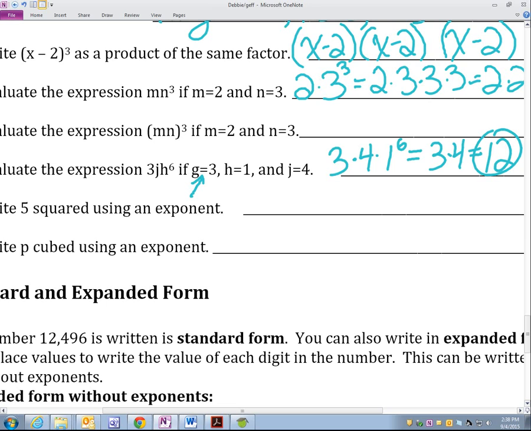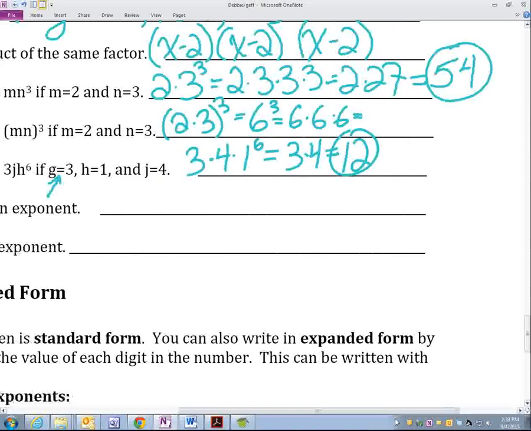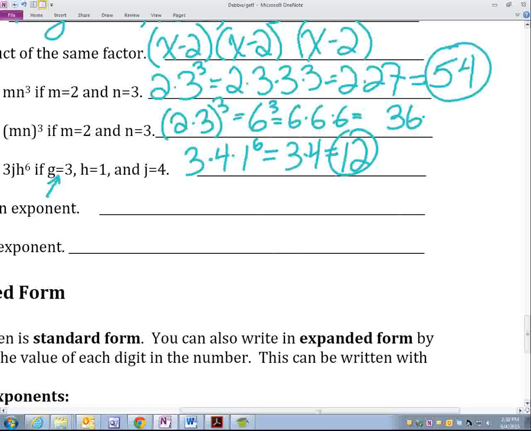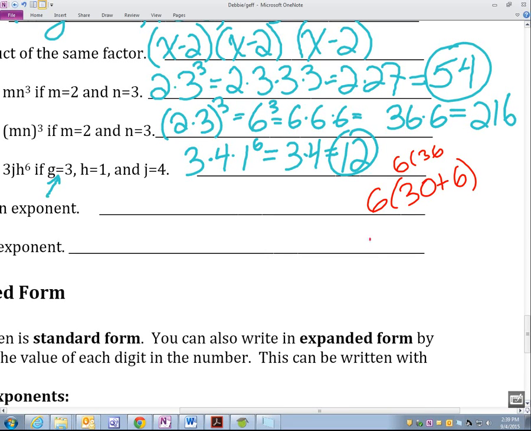Now with this one here, I'm going to evaluate this. I'm going to insert 2 times 3 cubed. Is there a variable there? No. So that means I can do order of operations. Get the parentheses first, which becomes 6 to the 3rd. So it's 6 times 6 times 6. 36 times 6. And I'm going to use the distributive property there. And I know that's going to be 180 plus 36, which is 216. That's what I just did in my head.